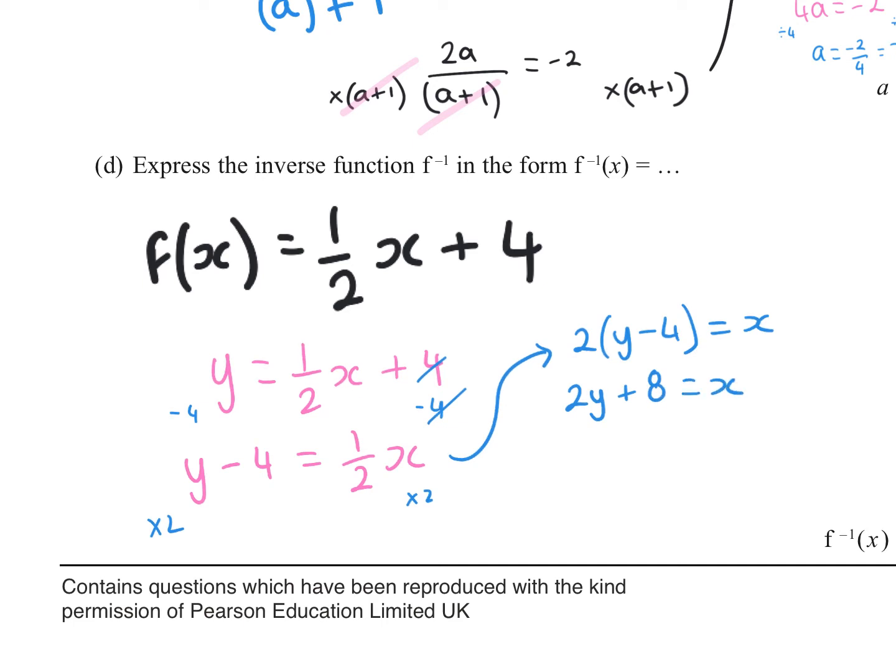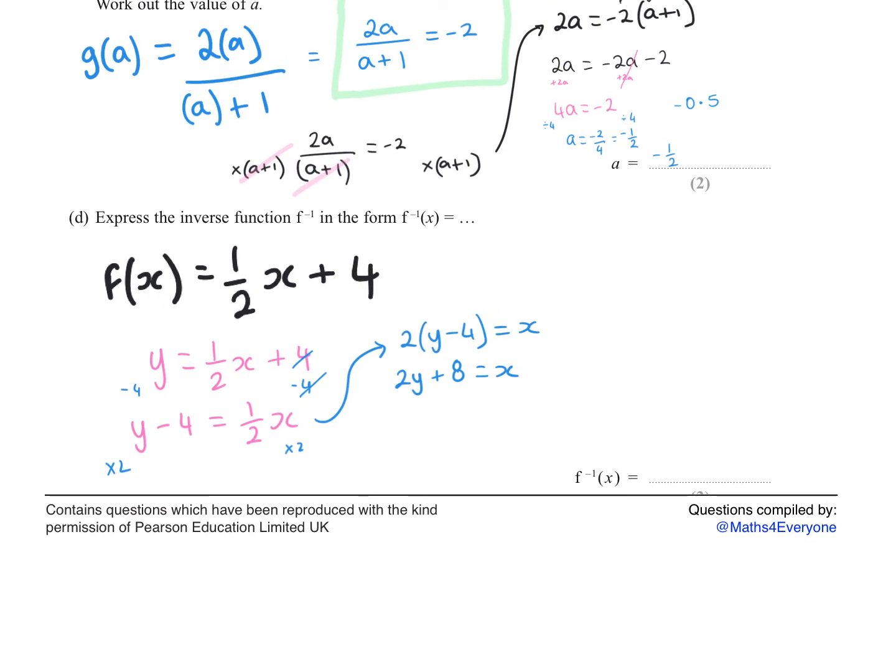Now the final step that I'm going to do is write this down, f to the minus 1 of x, and wherever it says y, I now put x. So now my inverse is 2x plus 8. Minus 8, oh my golly, what a silly mistake. Okay, so 2x minus 8. This is the inverse function.